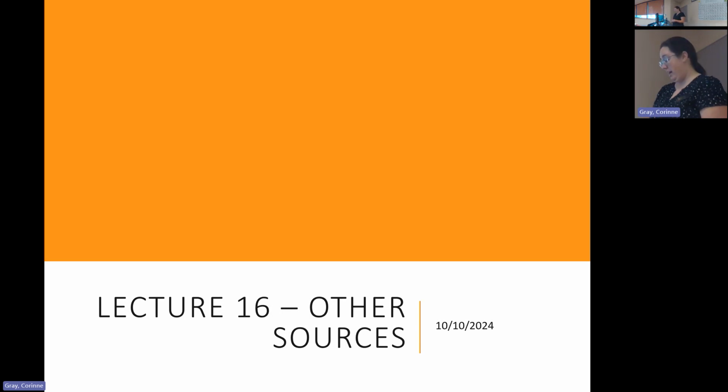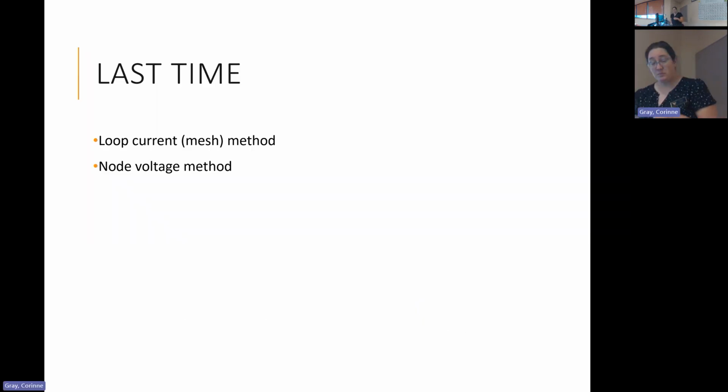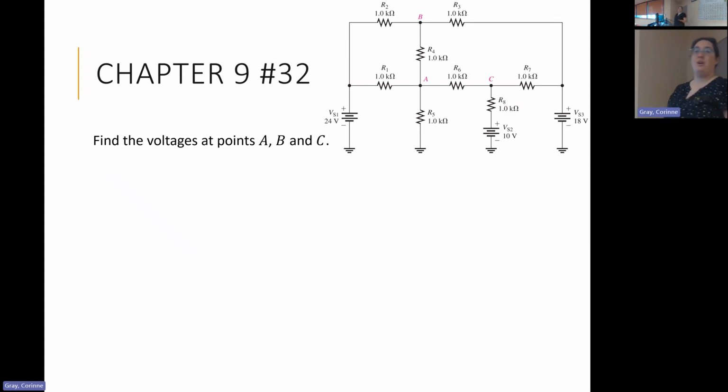But before we do that, last time we talked about the loop current or the mesh method, and the node voltage method, but we didn't get through our example. So we're going to start with our example, then we'll start talking about the other types of sources. Any questions about the loop current or the node voltage methods? We're going to start all the way over for this question, nice and fresh.